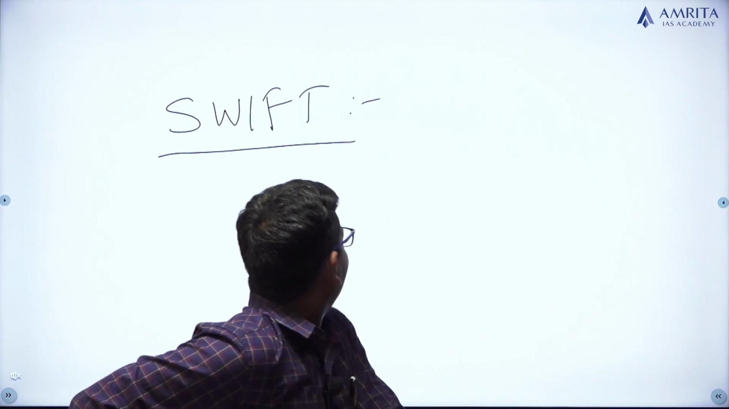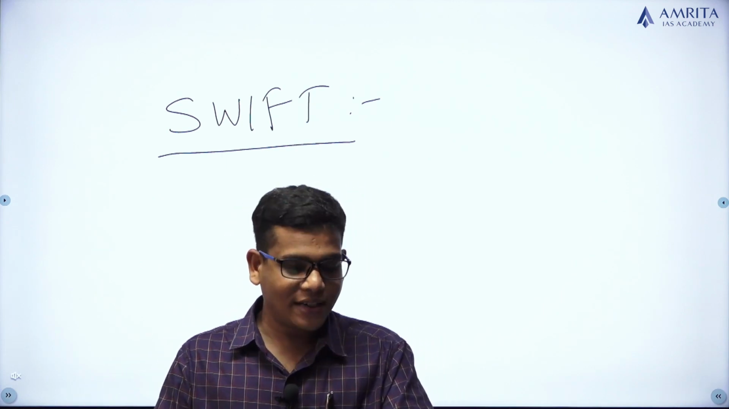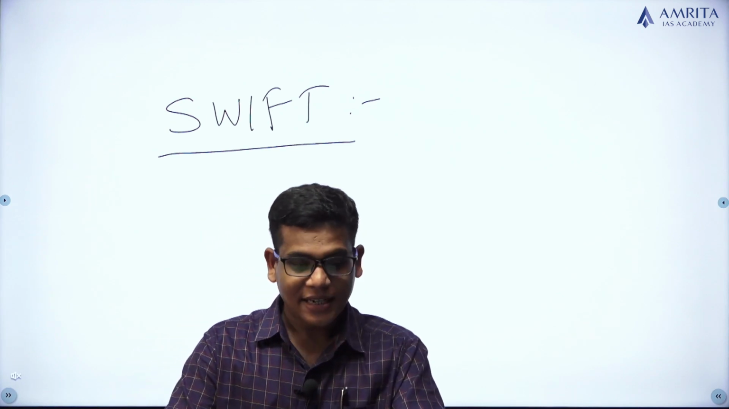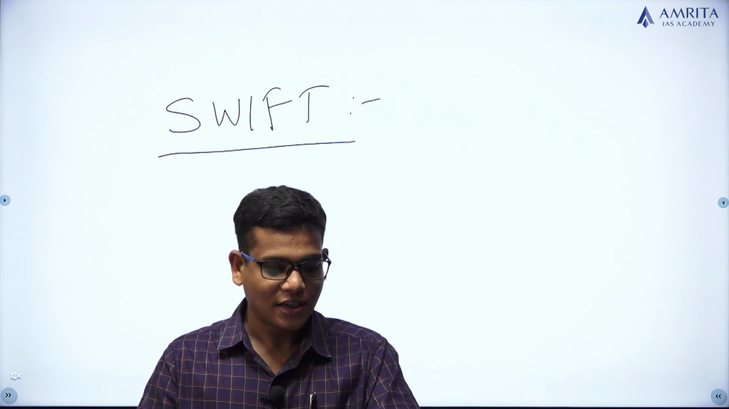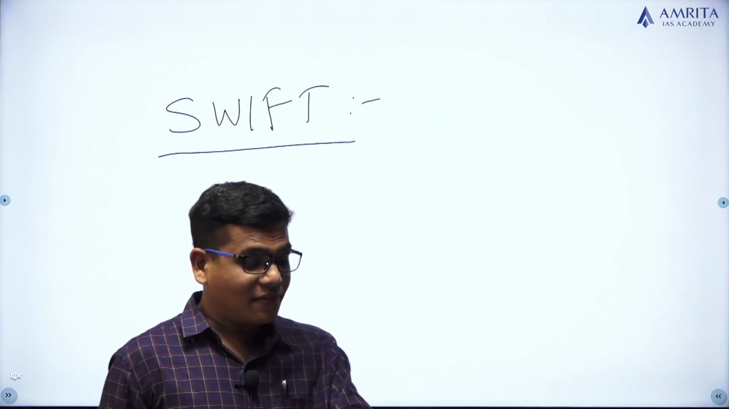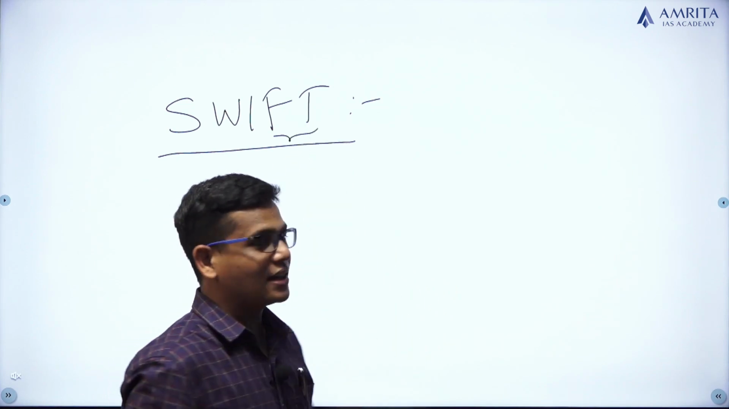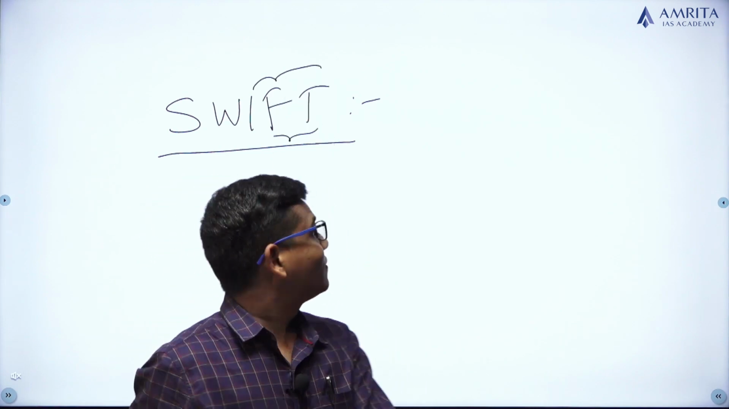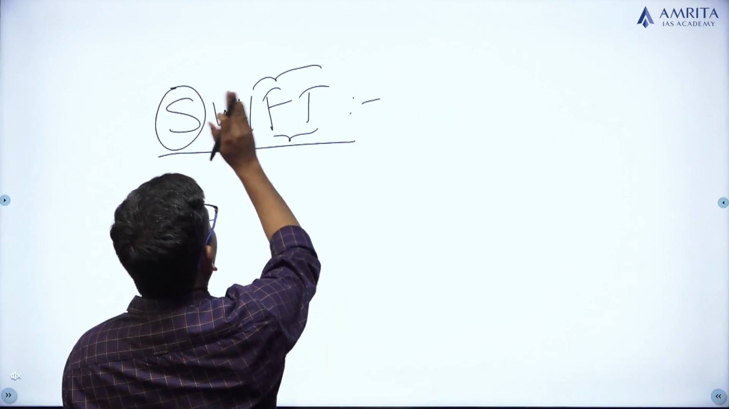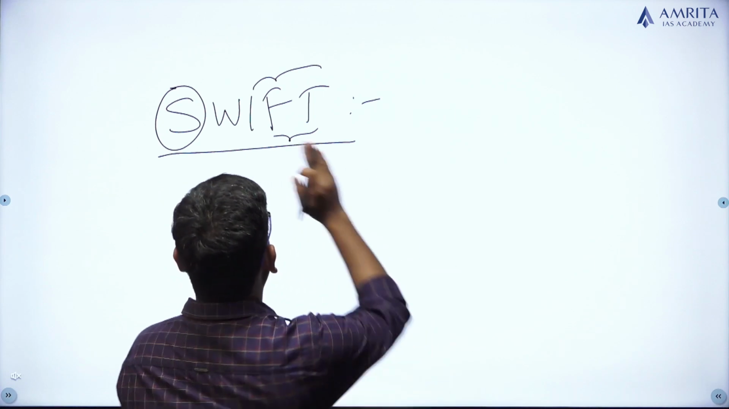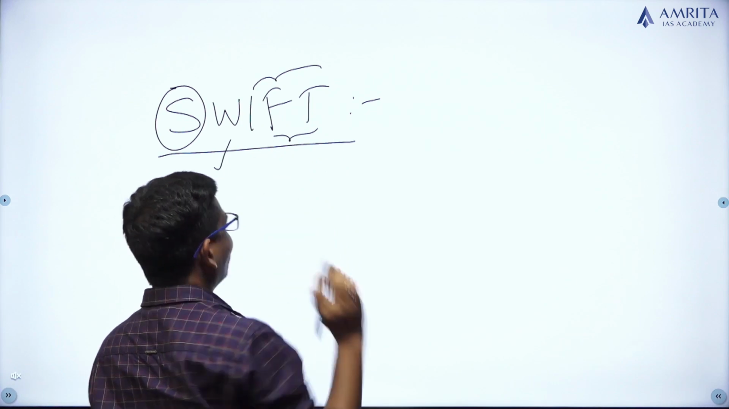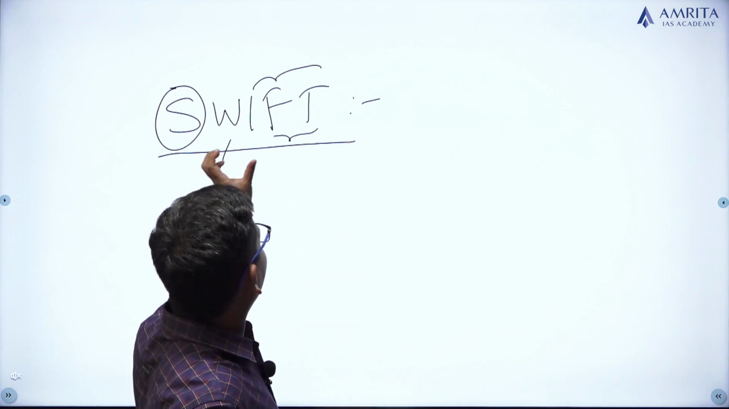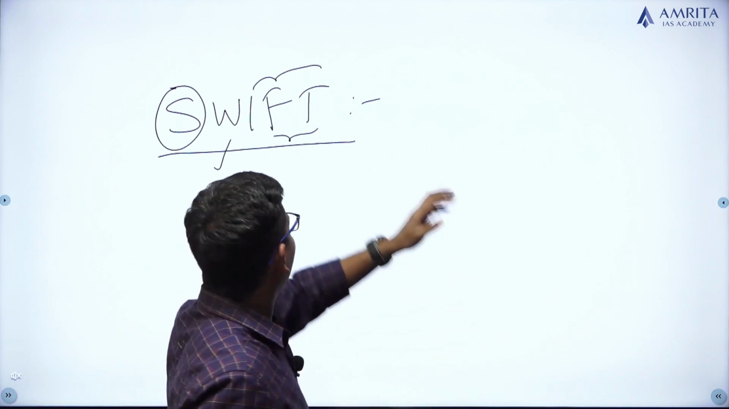The SWIFT abbreviation is Society for Worldwide Interbank Financial Telecommunication. If I want to explain this, it is a financial telecommunication, an interbank financial telecommunication, a society of interbank financial telecommunication worldwide. That means this is a mechanism through which interbank financial telecommunication happens worldwide.